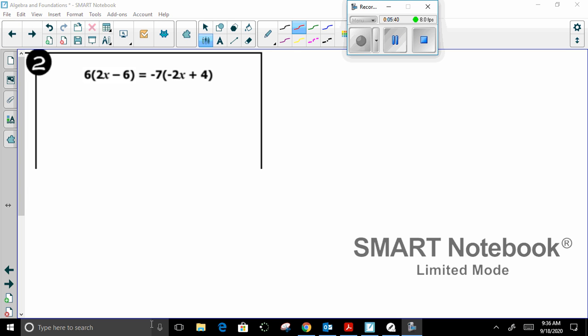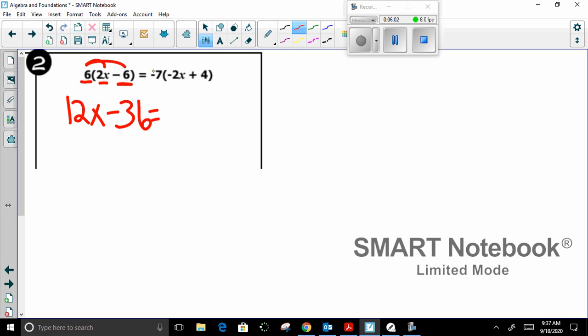All right, so we're following the same steps. Remember, distribute if you can, combine like terms on the left, combine like terms on the right, get the variables to one side, and then go ahead and solve. So I got some distributing that I can do here. So what's that give me? 12x. 6 times negative 6 would be minus 36.